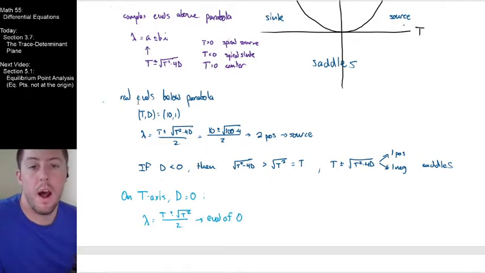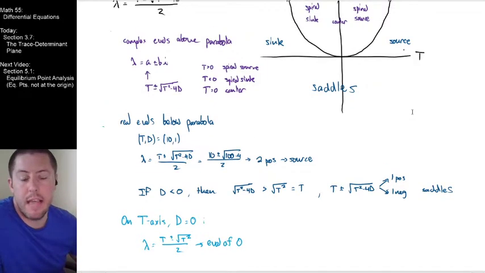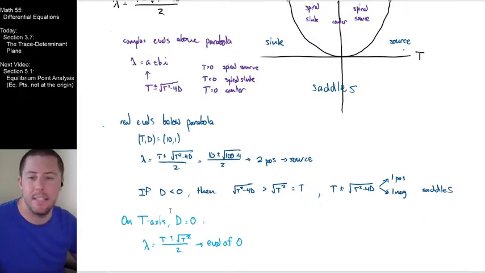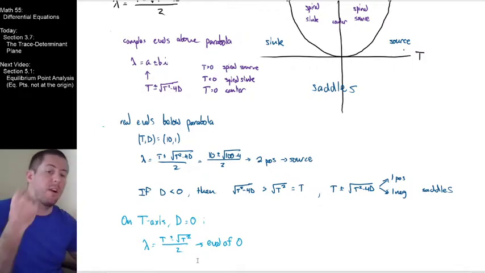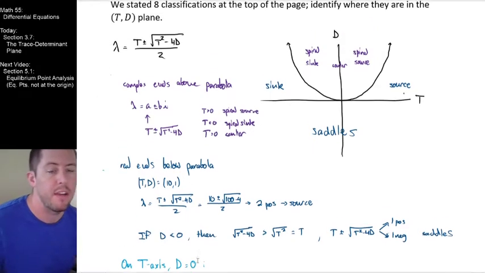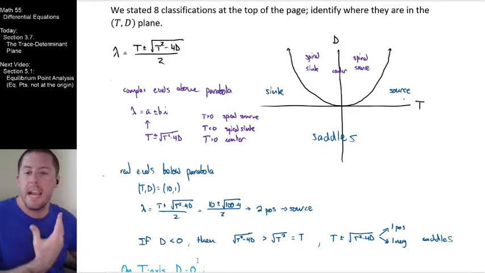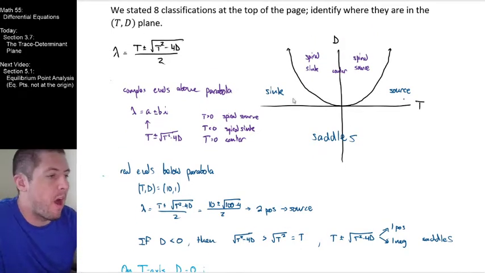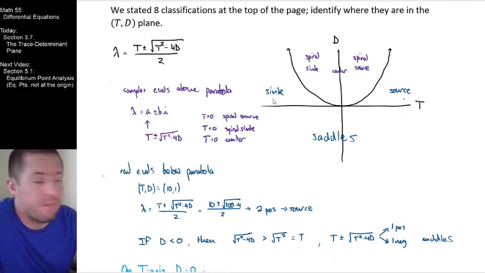So on the t-axis here, by definition, d is 0, the determinant is equal to 0. And you should notice that if the determinant is 0, we're doing t plus or minus the square root of t squared. Well, that's clearly t plus or minus t. We're going to get the trace as one of our eigenvalues, and we're going to get 0 as our other eigenvalue right there. So I know that we're getting our eigenvalue of 0 scenario when we're on the t-axis right here. And so this was a whole line of equilibria.